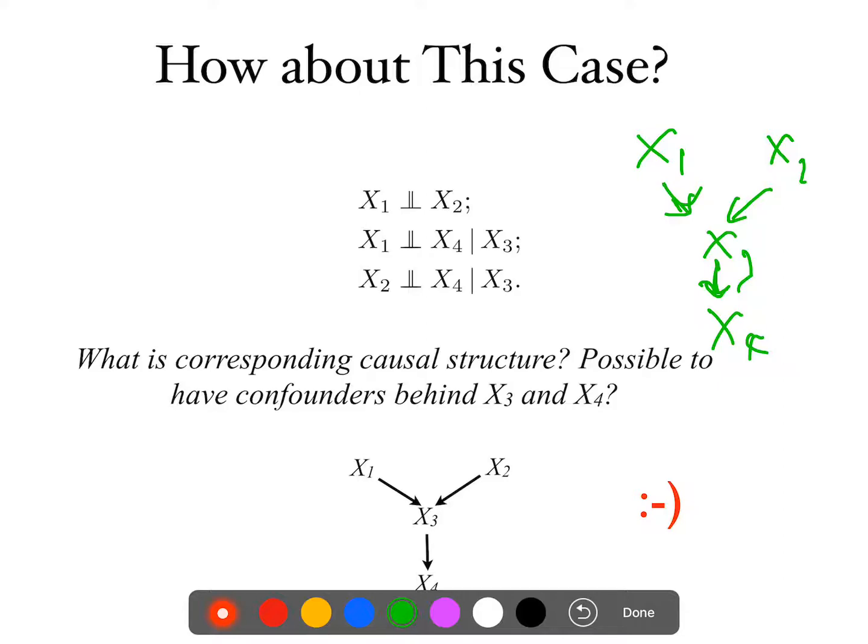Now the question is, do you think it's possible to have a confounder behind X3 and X4? By confounder, I mean a hidden direct common cause of 3 and 4. Do you think it's possible to have a confounder here? Yes or no?